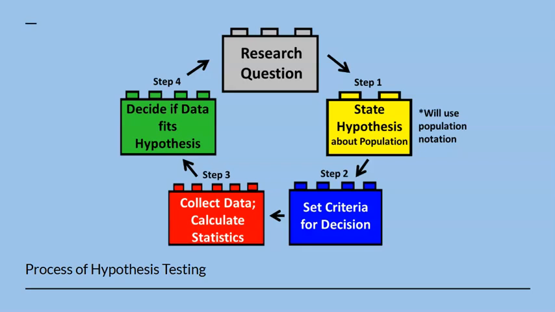Finally, step 4 is to compare the sample data to the prediction made from the hypothesis. In essence, we're comparing the sample back to the population. We will make a decision to determine if the data fits the hypothesis or not. This diagram should resemble a previous diagram on the relationship between populations and samples when conducting research.